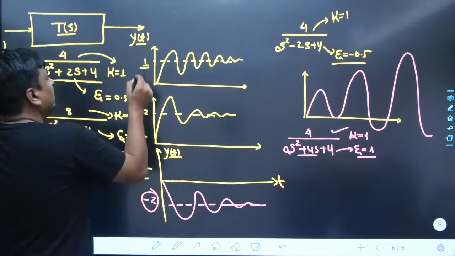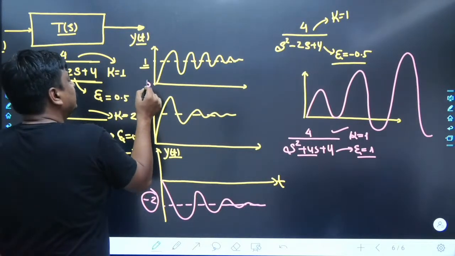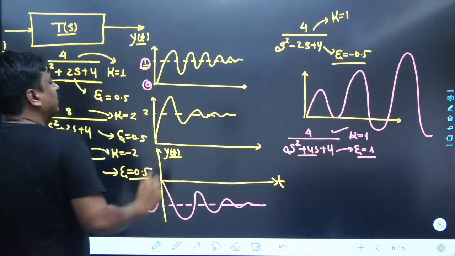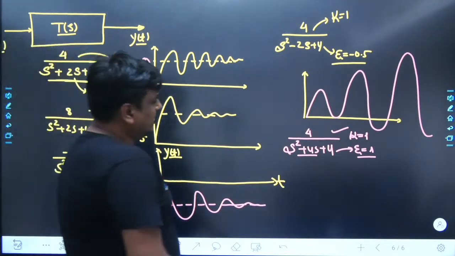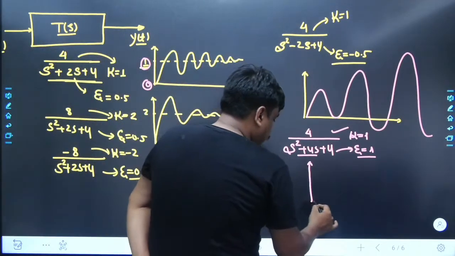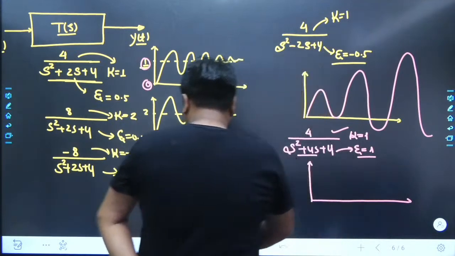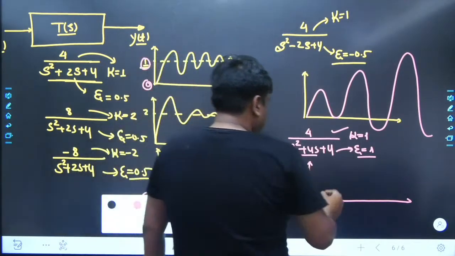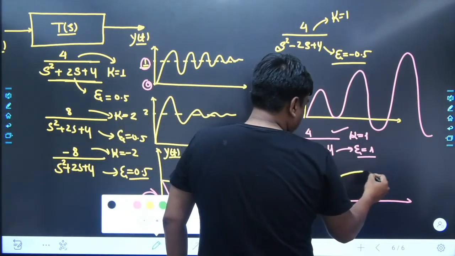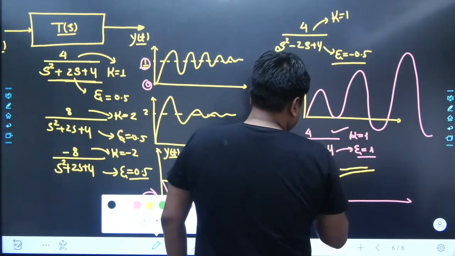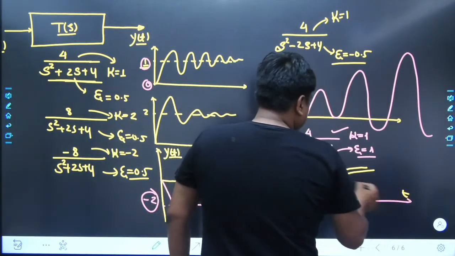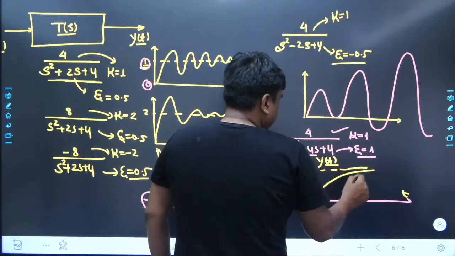Neither the initial value, which is 0, nor the final value, which is 1, has changed. Only the nature of the response is going to change. Initially, it was oscillating with damping nature, and now it would be a pure exponential. Here, it's going to be y of t.